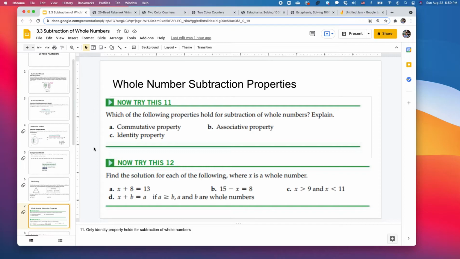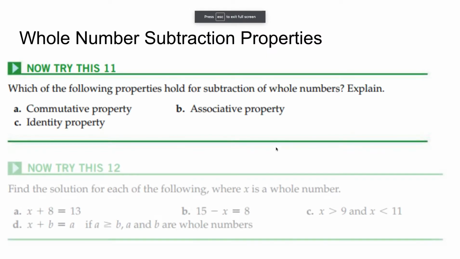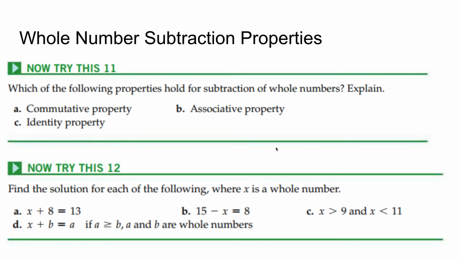Okay, where are we? Here. Find the solution for... now you're going to try this, okay? Find the solution for each of the following where x is a whole number. So what whole number, when you add 8 to it, gives you 13? What is it? Yes, 5, right? So 5 plus 8 is 13, or 13 minus 8 is 5.